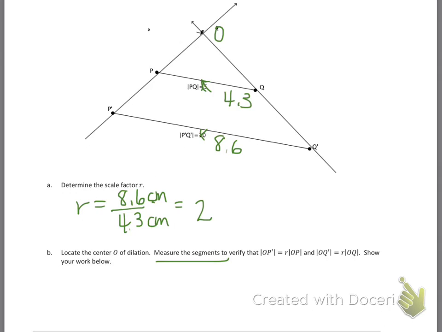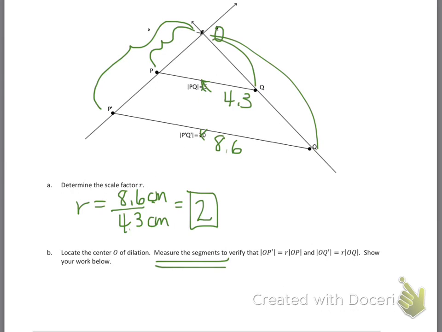So what I'd like you to do now is measure, this is the second part of this, measure segments OP prime, so it's this one, and then OP to verify that OP prime, if the scale factor is 2, OP prime should be twice as big as OP, and OQ prime should be twice as big as OQ. So go ahead and verify those measurements on your drawing.